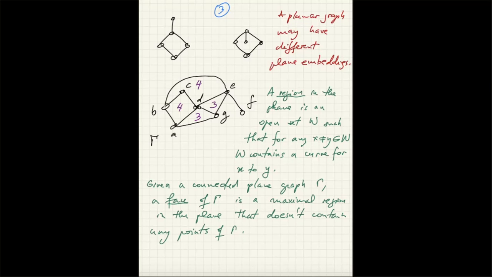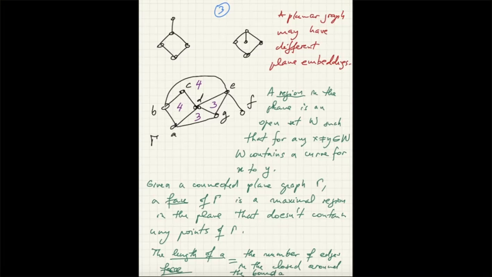For a face, we can define the length of a face. The length of a face is the number of edges in the closed walk around the boundary of the face. So for the graph in our picture, we have 4 faces, 2 of length 3 and 2 of length 4.